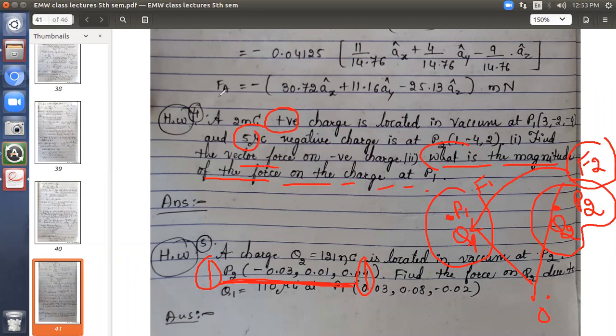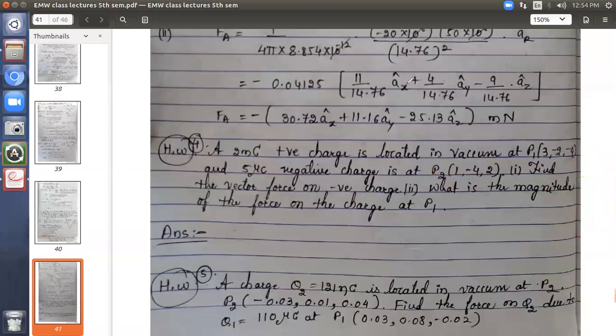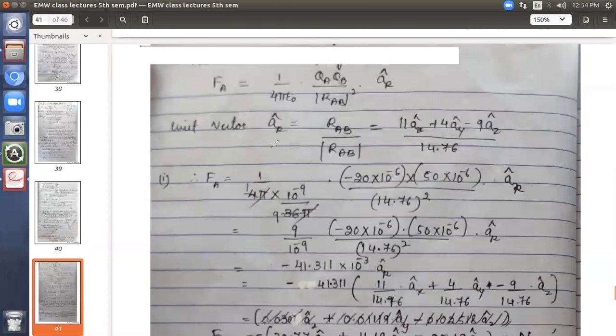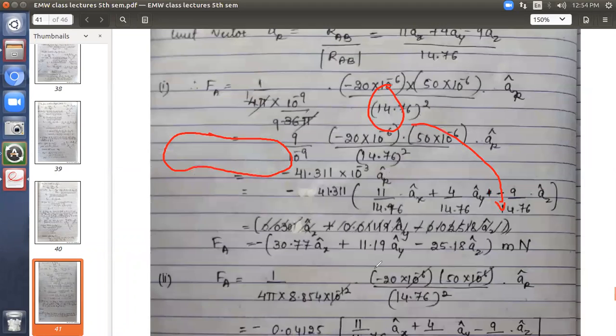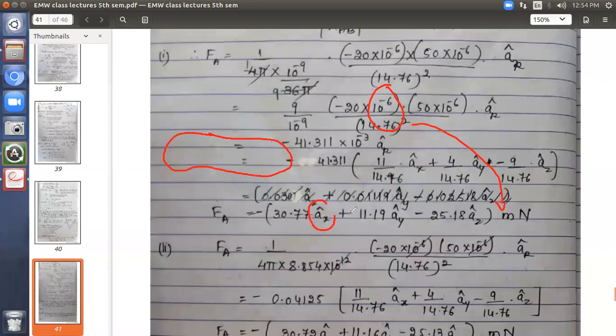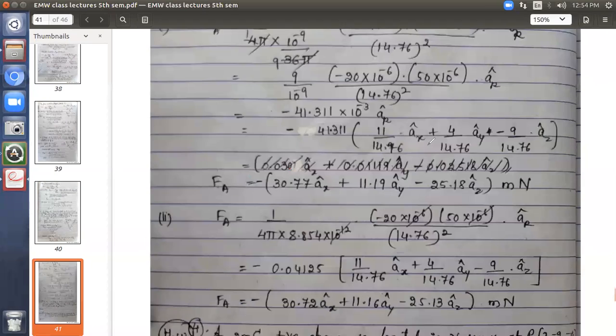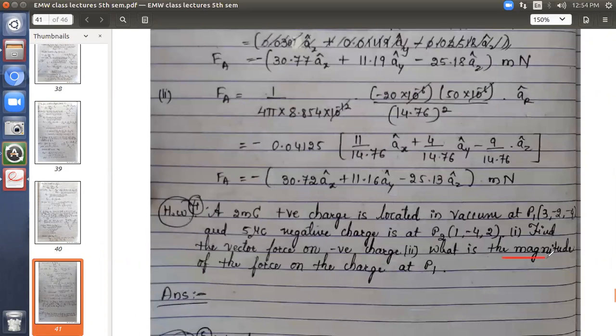Vector force means you should have Ax, Ay and Az. Just like the previous problem we calculated, we used the unit vector. See here, look at this. We have calculated the unit vector. From the unit vector, we have substituted in the formula. Then finally, in three different directions, Ax, Ay, Az, we got the force. So this is called the vector force. But if you see the question here, you need to calculate the magnitude of the force.